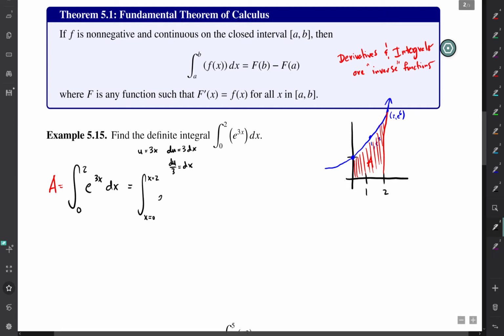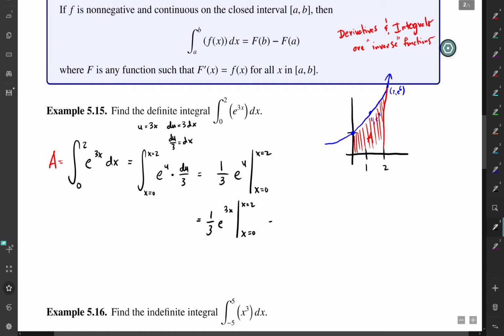So this is going to be e to the u, and then dx is equal to du over 3. So that is 1/3 e to the u, and I need to plug in x equals 0 and x equals 2 into that. Since I haven't plugged back in for x yet, I can't do that. So I should write this as 1/3 e to the 3x, and then plug in x equals 0 and x equals 2.